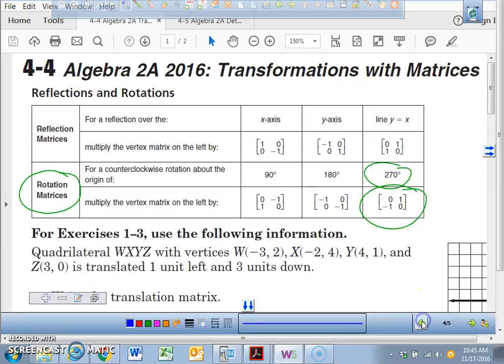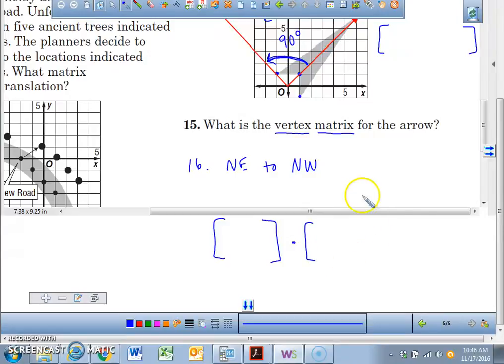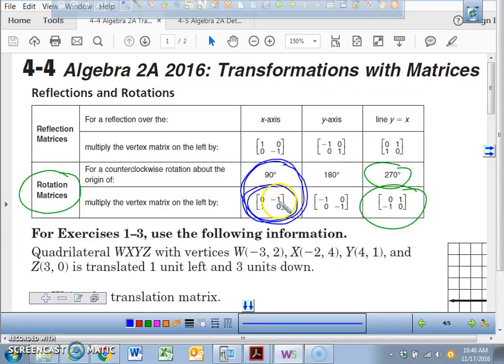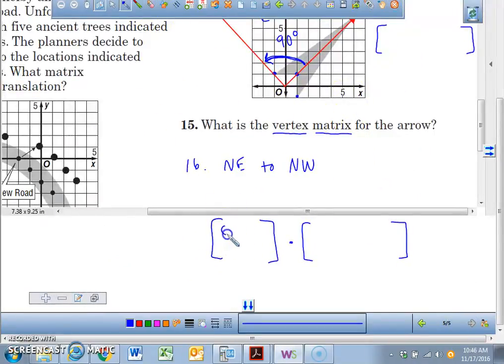So if we go back to this, you guys see this right here? It says multiply the vertex matrix on the left by that right there. 0, -1, 1, 0. So here's what I want you to do. Take the vertex matrix that you found for that arrow, all these points. How many points do you have? You have 4 of them. And what are you going to multiply them by? 0, -1, 1, 0.